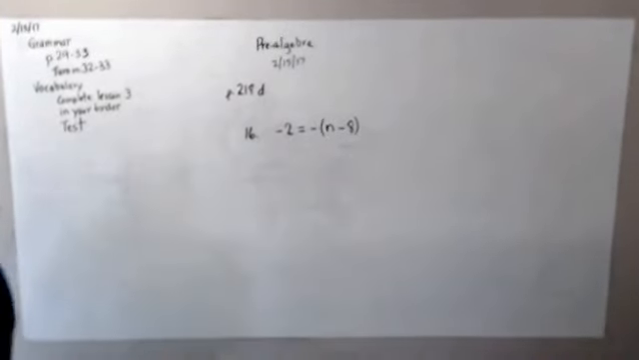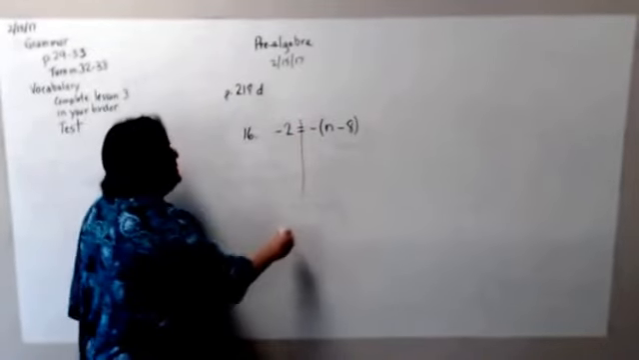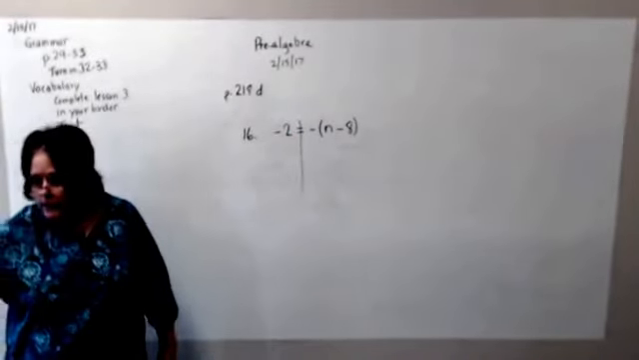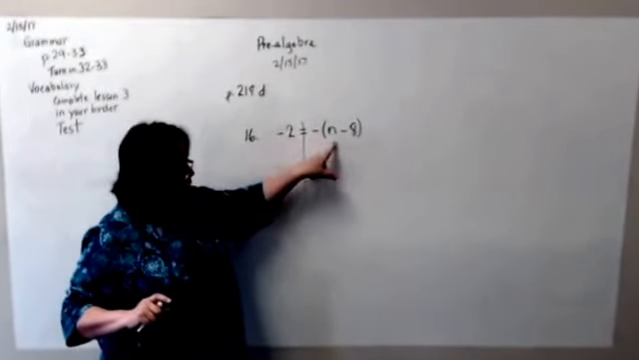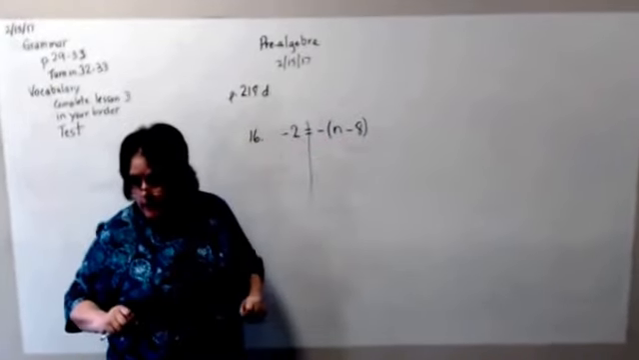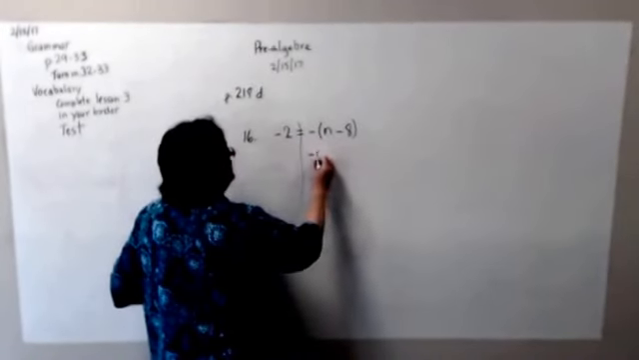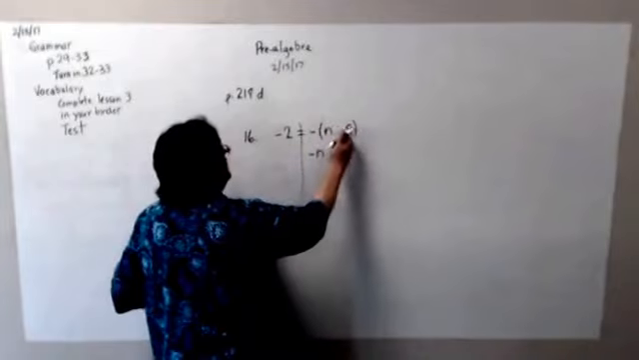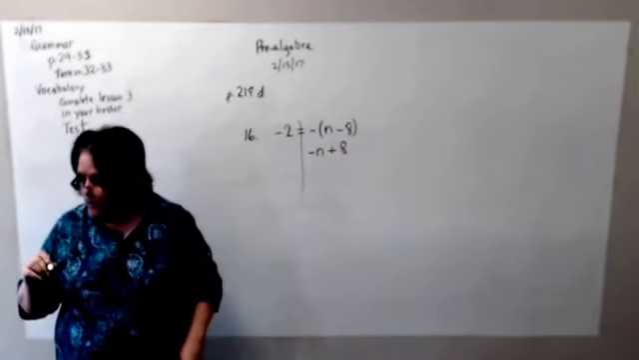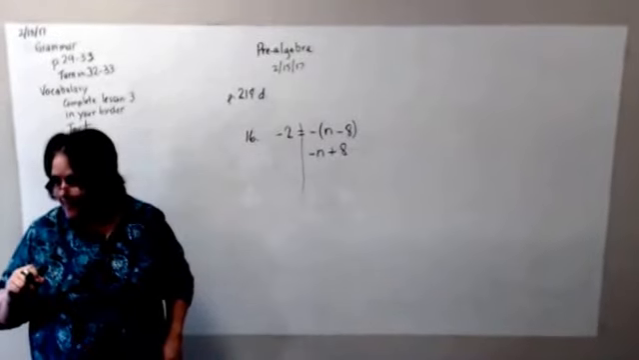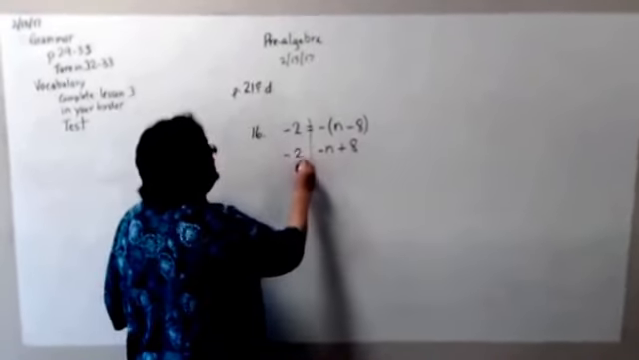Okay. Now, the first thing we do is distribute, right? That's our step 1, distribute. We have to distribute this negative sign to the n and to the negative 8. So negative n is negative n. Negative 8 is positive 8. That's where I was confused, like the distribution. Does that make sense now? And then on this side, we still have negative 2.